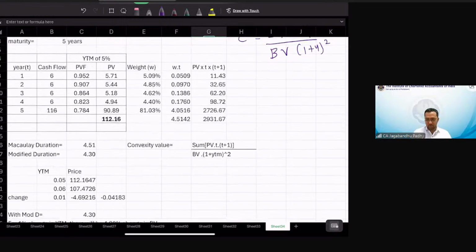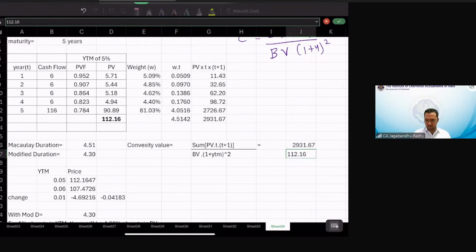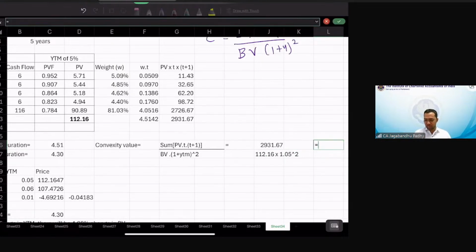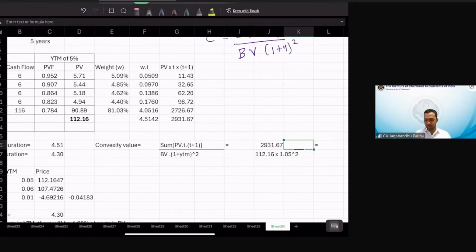Now, let me calculate the convexity for this question, and then we'll apply this convexity in our calculation. We'll observe that the error actually gets removed or gets reduced substantially. So we have this summation of PV into T plus 1, and then we have the bond value to be 112.16. This multiplied by 1.05 square.